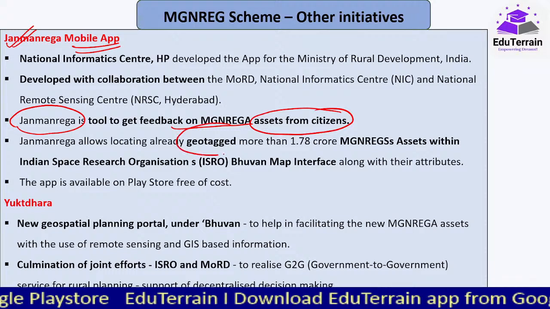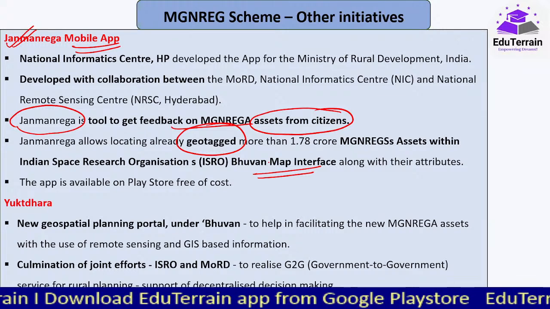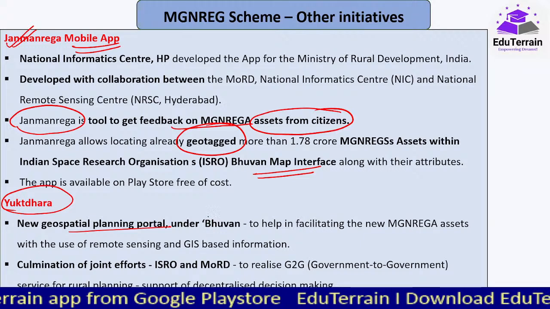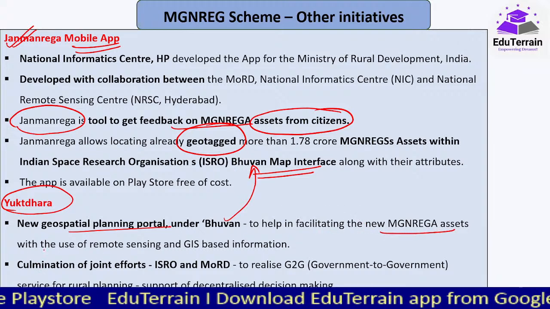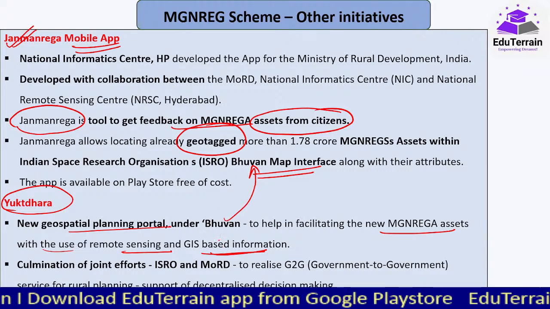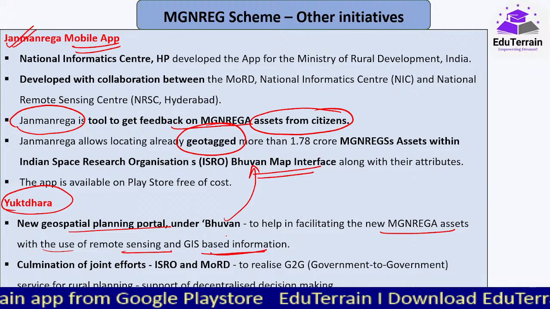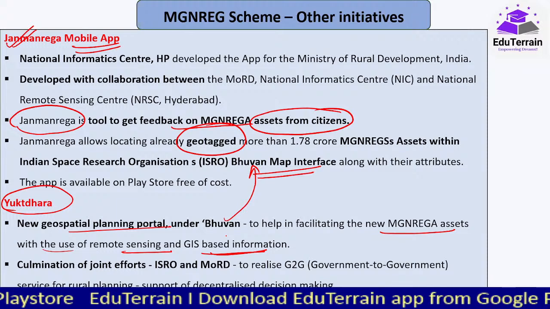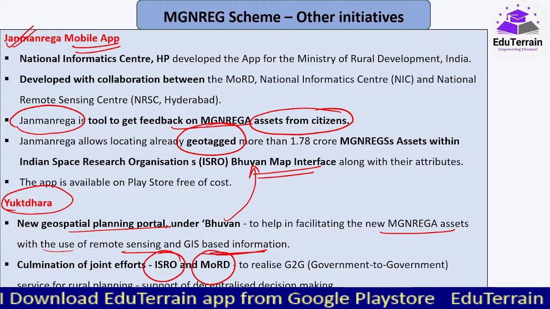And also these are geotagged with ISRO's Bhuvan map interface. That is, this is the exact location where the asset has been created. One can know that. How that is done? Again, a new geospatial planning portal, YuktDhara, which is again under the Bhuvan map interface of ISRO only, was launched to help in facilitating the new MGNREG assets with the use of remote sensing and GIS based information. Why is this done? See, कई बार ऐसा होता है, it is a central sector scheme, but the work would be done in the respective state. So there should be government to government tagging and passing of information, etc. With this, that would be possible with this YuktDhara planning portal. And this is the joint efforts between ISRO and Ministry of Rural Development.